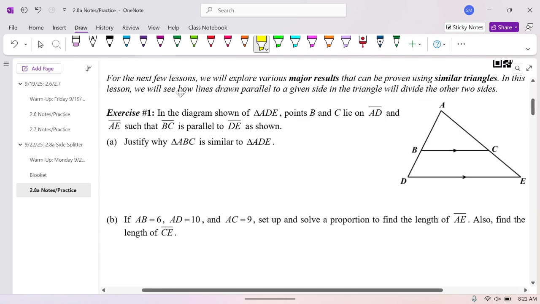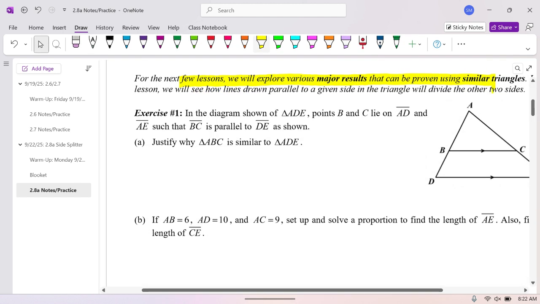So today we're specifically going to look at how lines drawn parallel to a given side in the triangle will divide the other two sides.